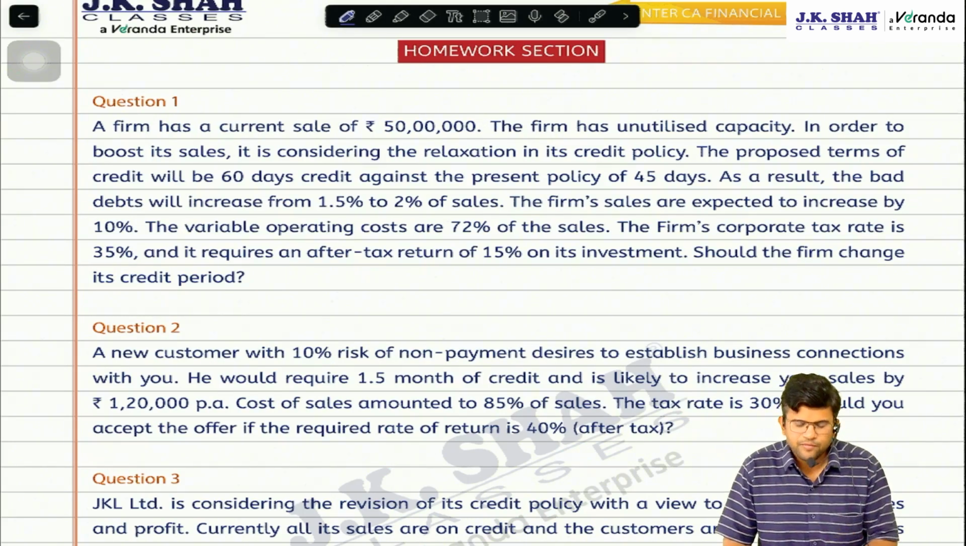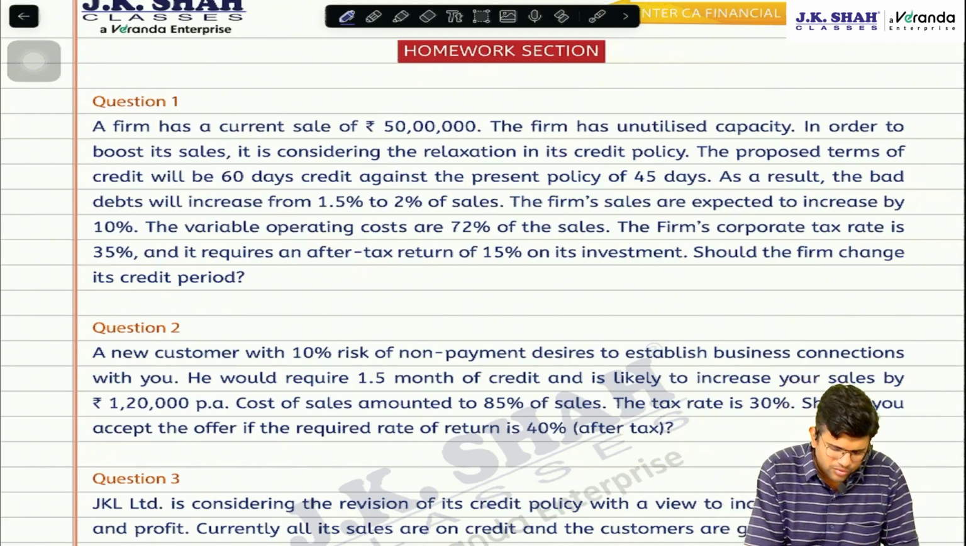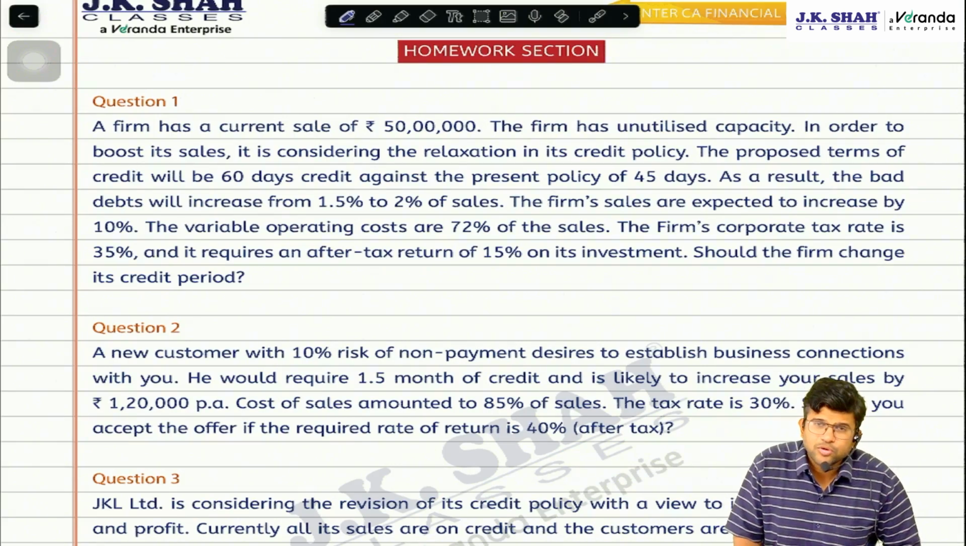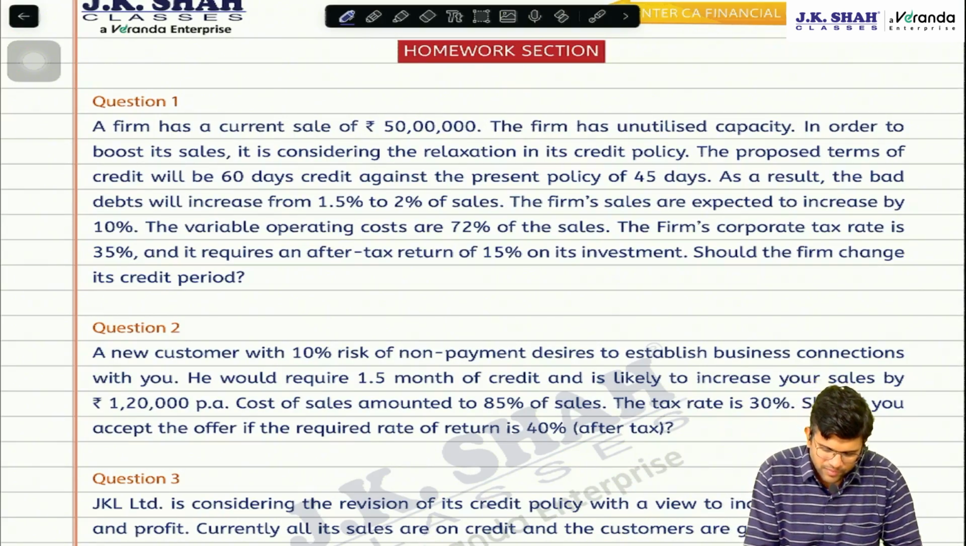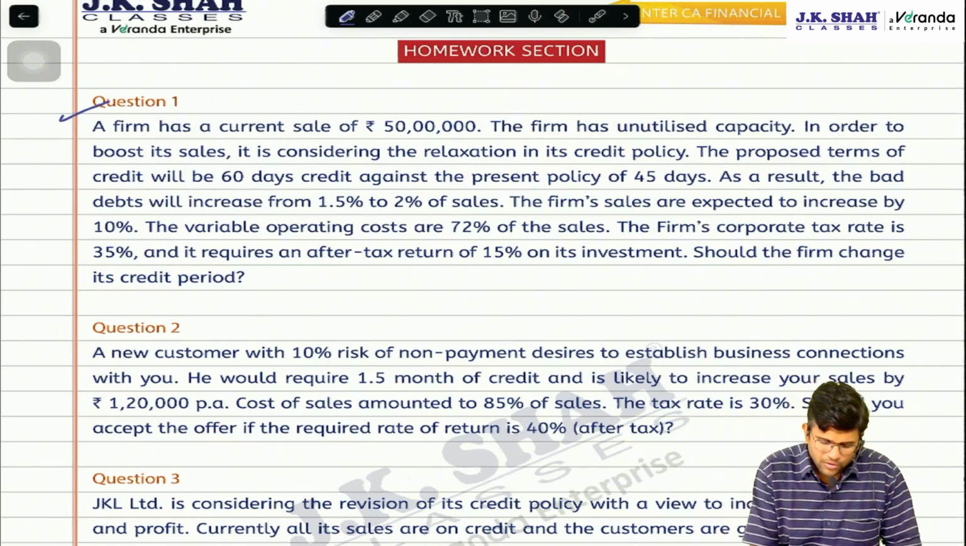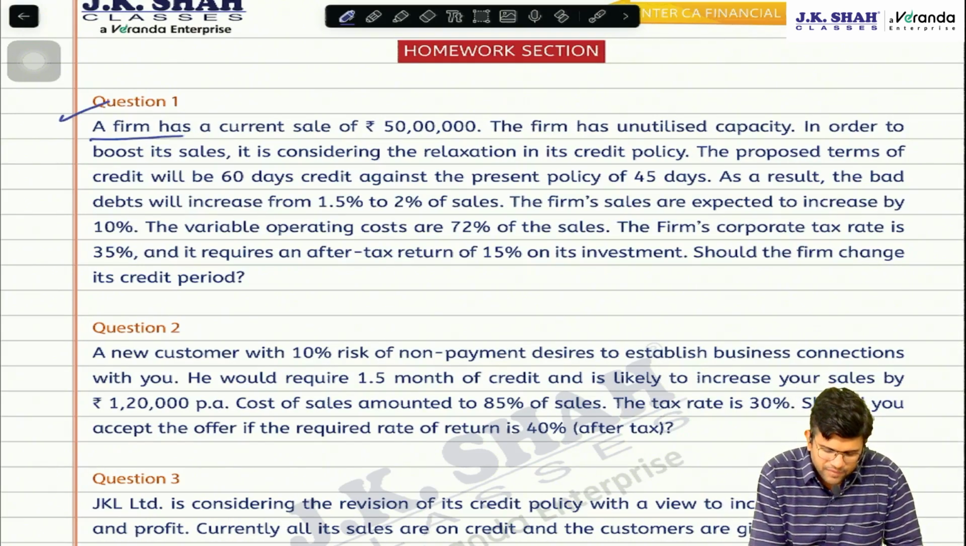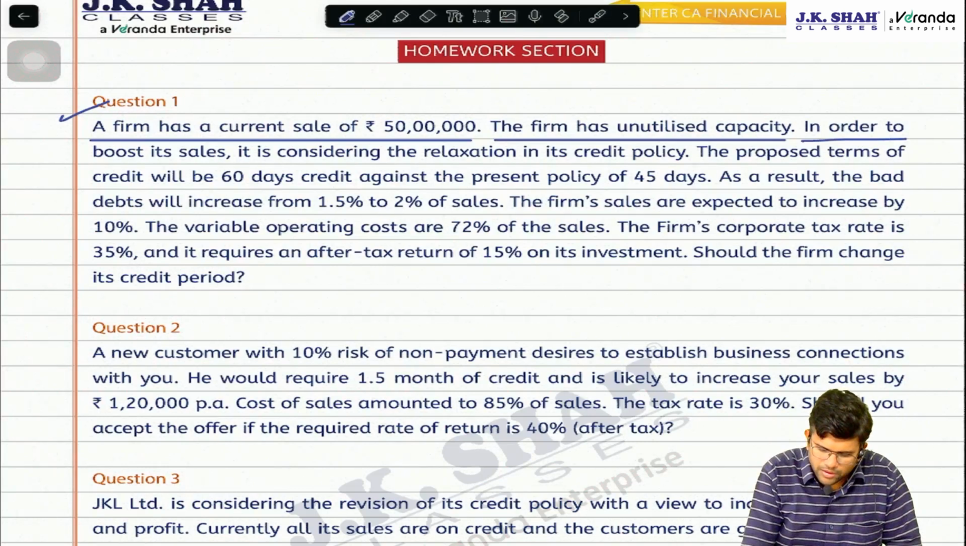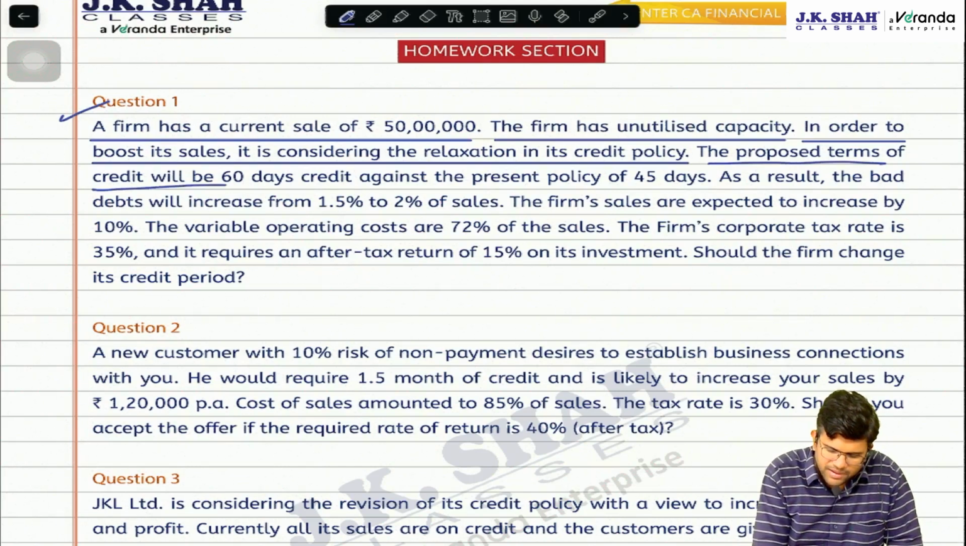For that I would first of all take up this question, and through this question I will teach you the incremental approach. This is our JKSC textbook's homework section, question number 1. You can pause the video and read this question. I hope you all have read it. A firm has current sales of 50 lakh. It has unutilized capacity. In order to boost its sales, it is considering relaxation in its credit policy. The proposed terms of credit will be 60 days against the present policy of 45 days.